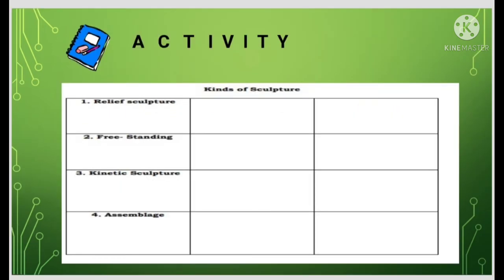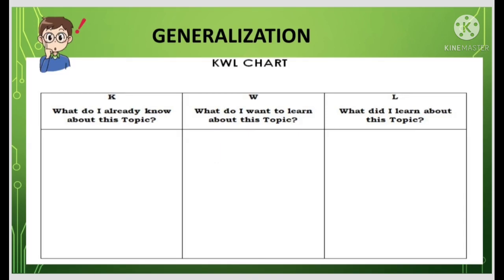This is your activity. Kinds of sculpture. Magbigay ng sample dalawa. Relief sculpture, freestanding, kinetic sculpture, assemblage. Then KWL: what do I already know about this topic? What do I want to learn about this topic? What did I learn about this topic?